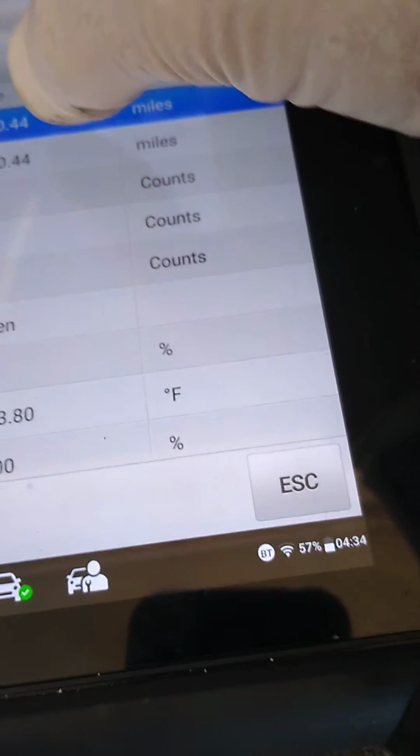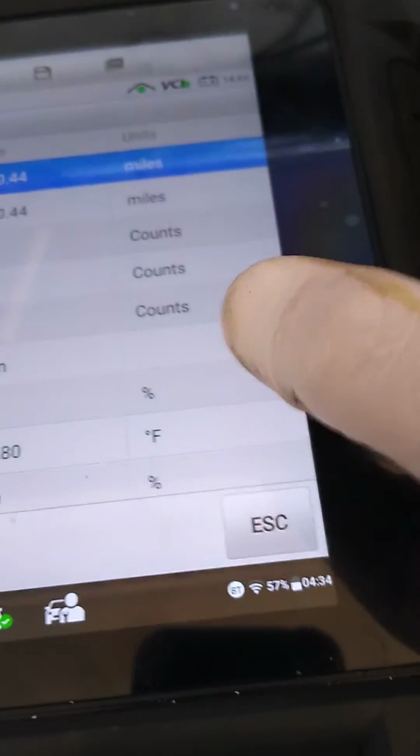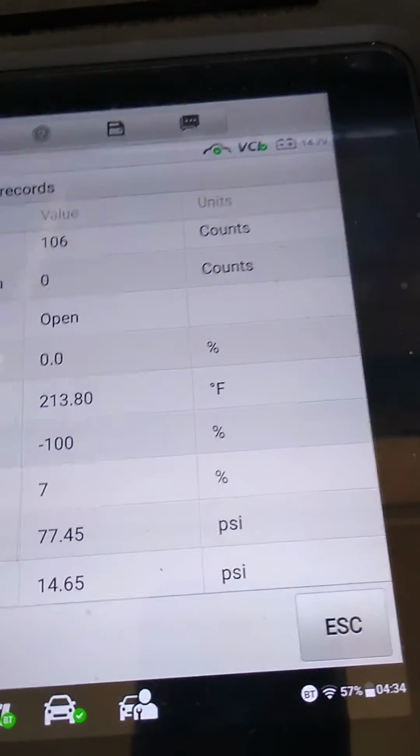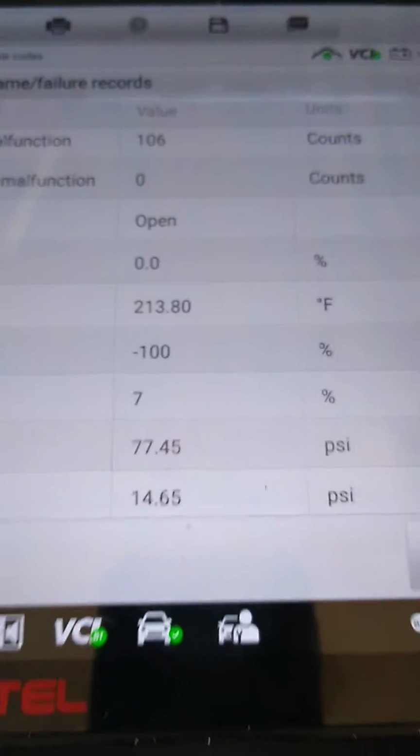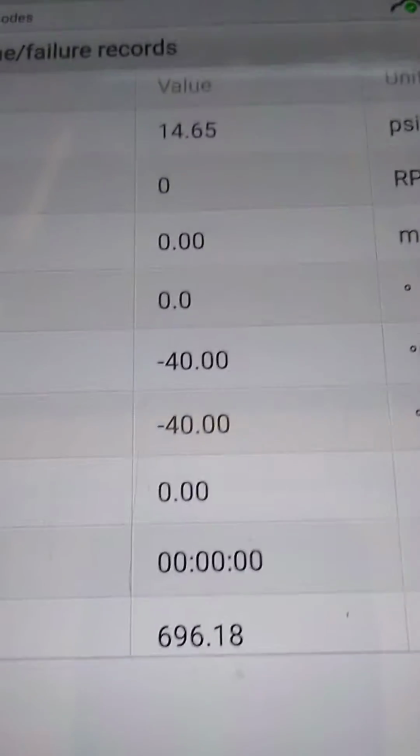It gives you the malfunctions, ignition cycles, how many ignition cycles, fuel system status, engine load. So it's saying no engine load. Engine coolant temperature was 213 degrees. Short-term fuel trim was negative 100. All right, fuel pressures look good. Then you get down to air intake temperature sensors, negative 40. All right, so that's a problem.